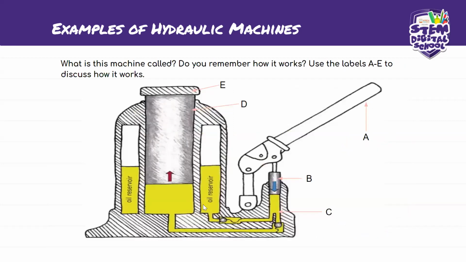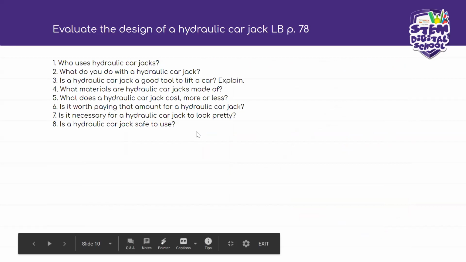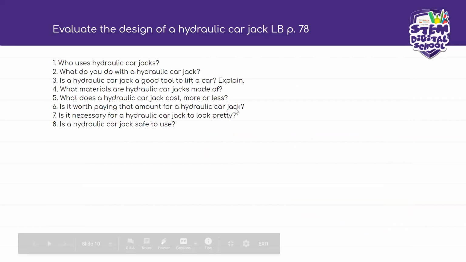So, back to the hydraulic car jack. It is good for us to pay maybe 500 rands. Yes, my darling. We need to wrap up. We are already almost 10 minutes over time.